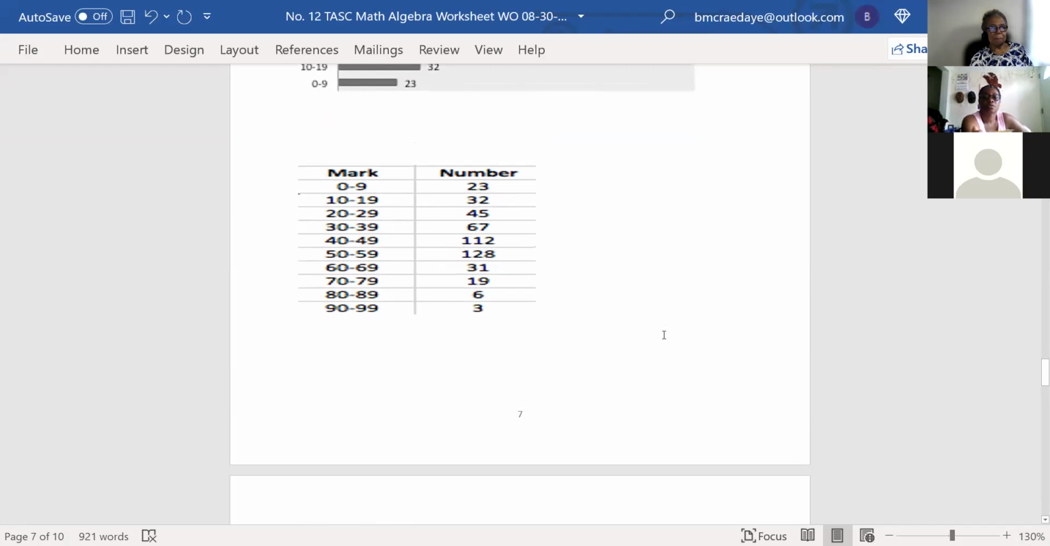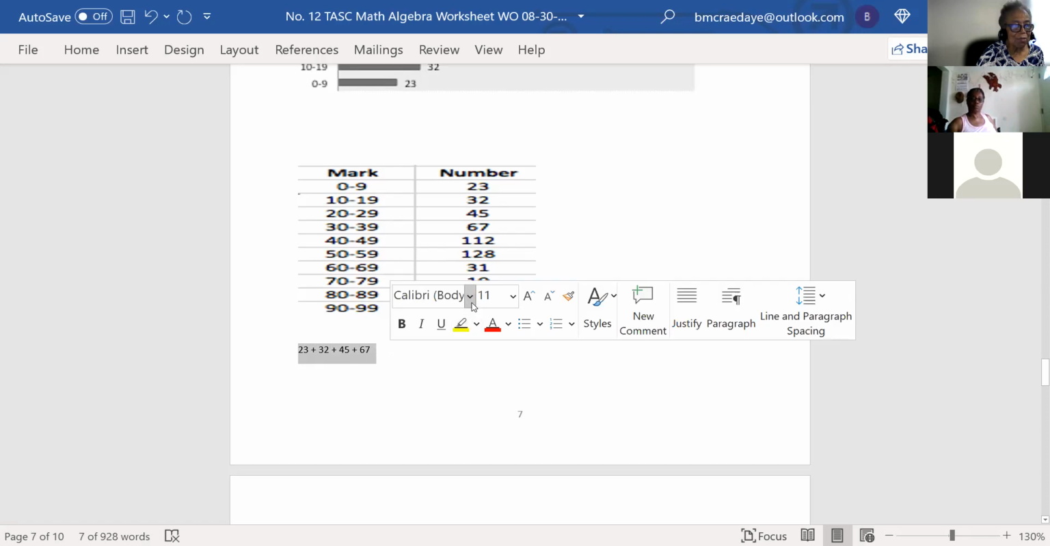Okay, let's see. So I add all the numbers, right? What are the numbers? 23, plus 32, plus 45, plus what? 57. Okay, no, less than 40. You wouldn't add the 112 because that's 40 or greater. So that would be passing.